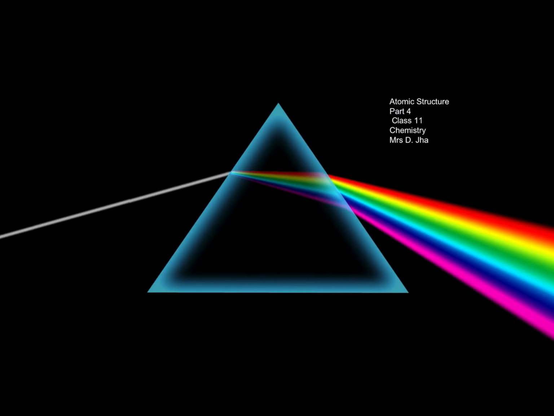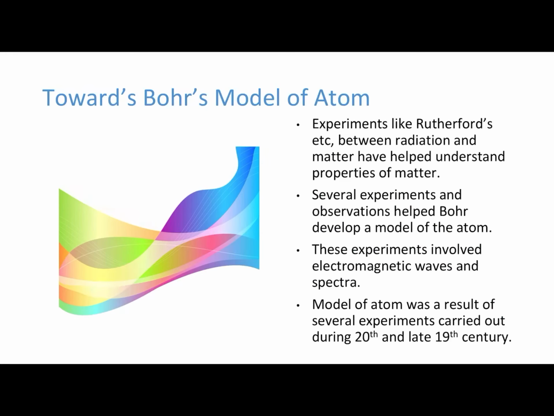Students, in the previous class we discussed atomic number, mass number, isotopes and isobars. In this section we will discuss electromagnetic waves. Experiments on the interaction between radiation and matter, like Rutherford's, have helped us understand the properties of matter. Several experiments and observations helped Bohr develop a model of the atom. These experiments involve electromagnetic waves and spectra.